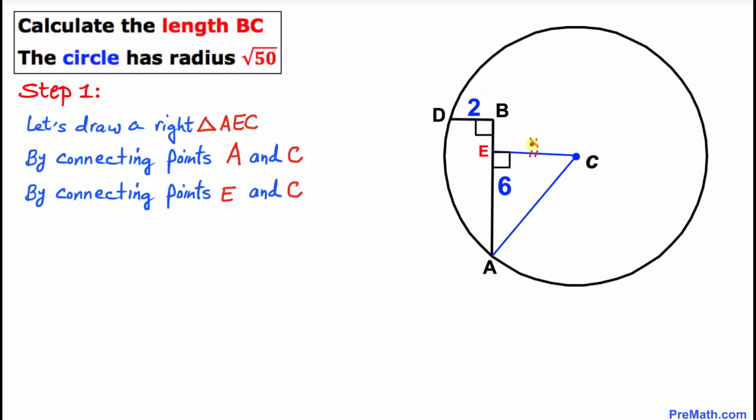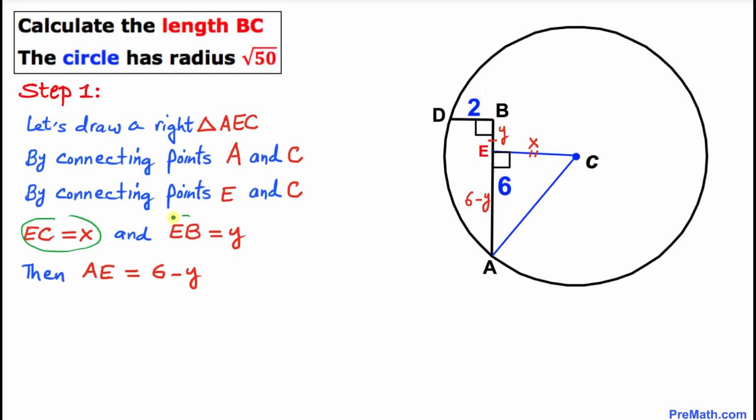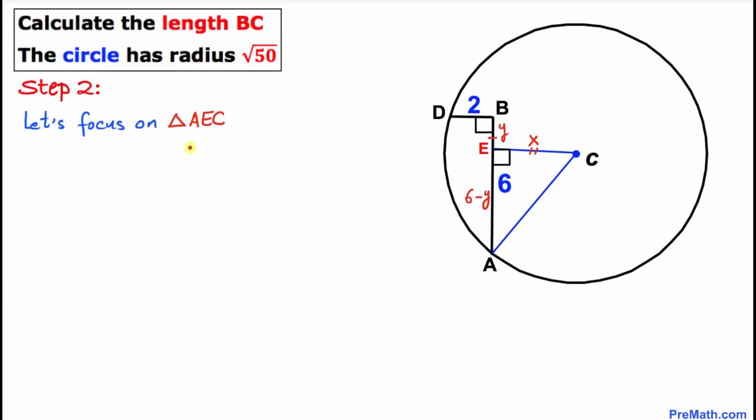And in this next step I am going to call this side EC as X and this side EB as Y, and we know that this total length AB is 6, so this length AE is going to be simply 6 minus Y. Alright, so thus our line segment EC is X, EB is Y, and AE is 6 minus Y.